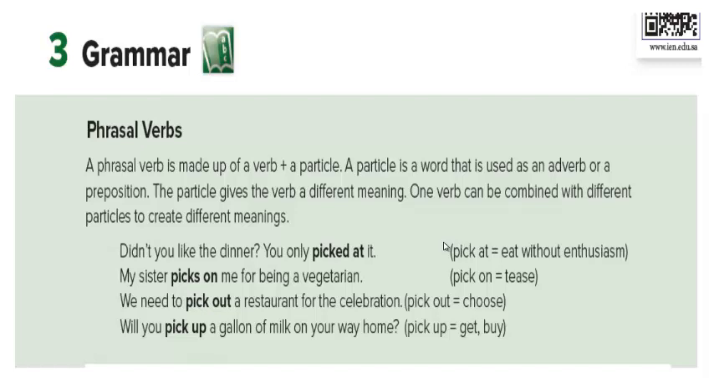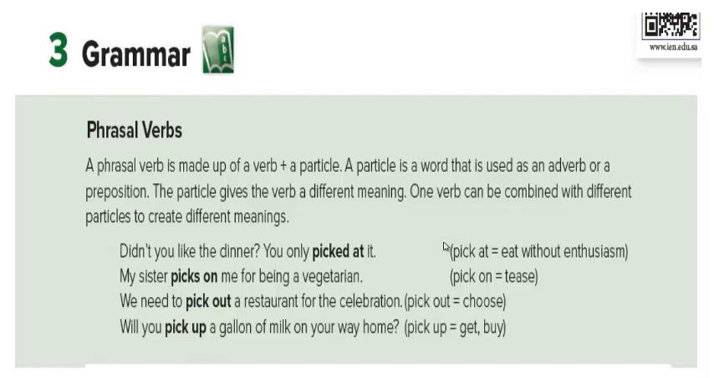Didn't you like the dinner? You only picked at it. The word pick at here means eat without enthusiasm. Okay. My sister picks on me for being a vegetarian. That is, tease me. Try to vex and tease me all the time because I don't eat meat.